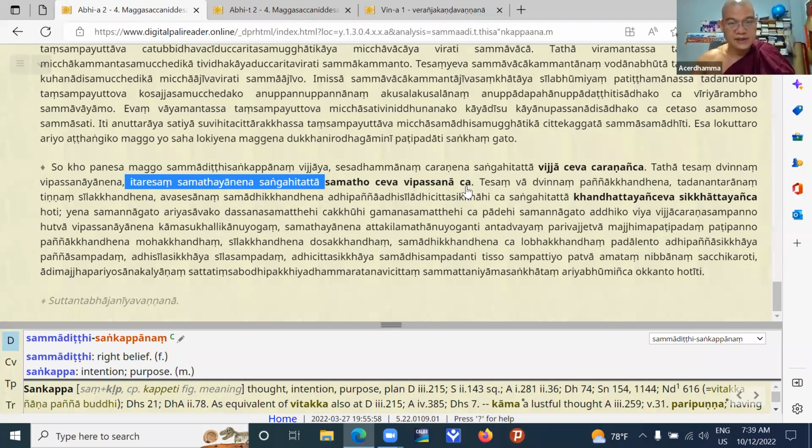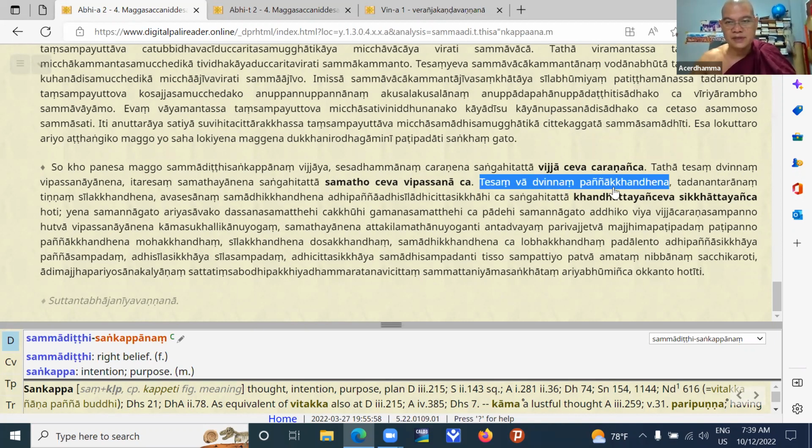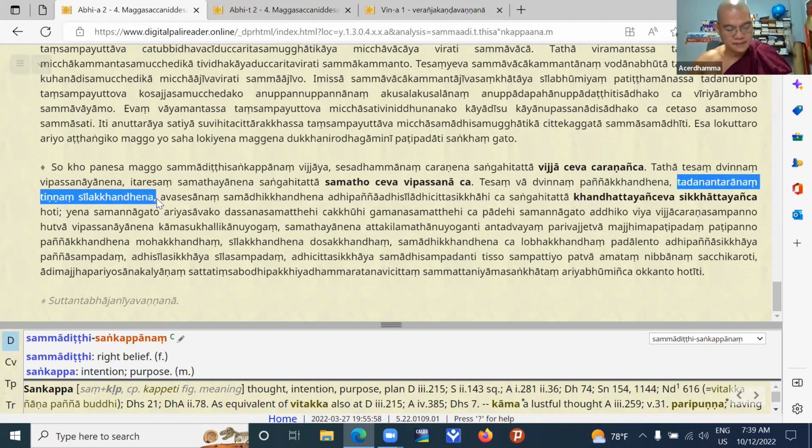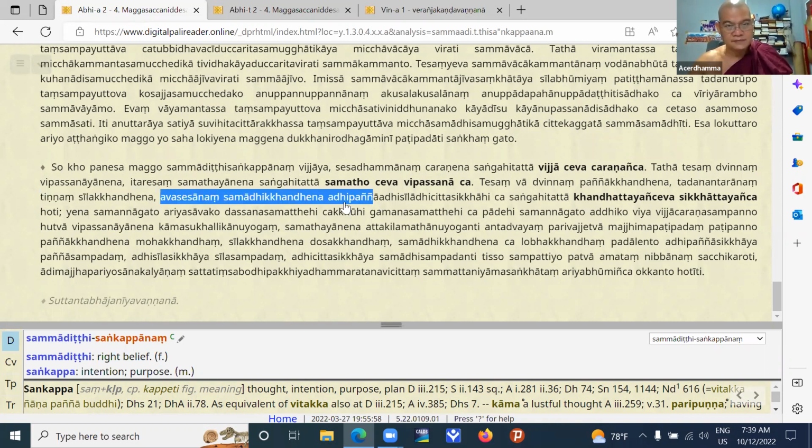Next, by Panna Khandha, as a khanda here, as a group. Samma Ditthi and Samma Sankappa belong to the Panna group. Tadanantara, next to Samma Ditthi and Samma Sankappa, the three, Samma Vaca, Samma Kammanta, Samma Ajiva, belong to the Sila Khanda. Avasesa, the remaining, belong to the Samadhi Khanda, the Samadhi group.